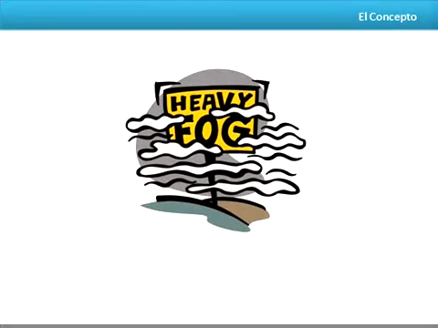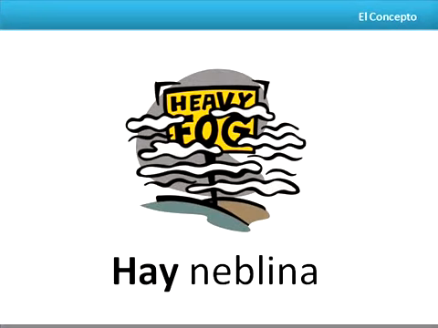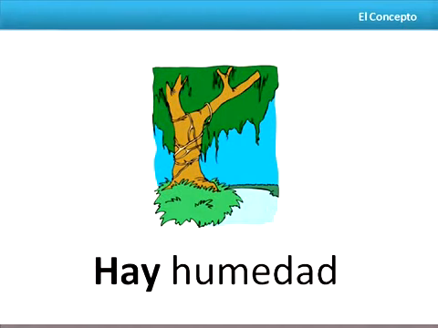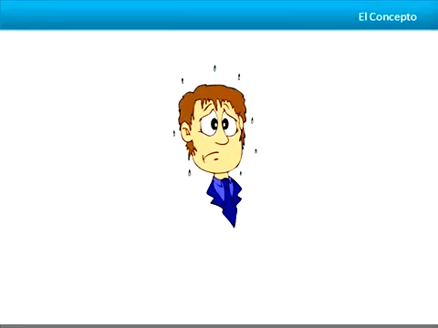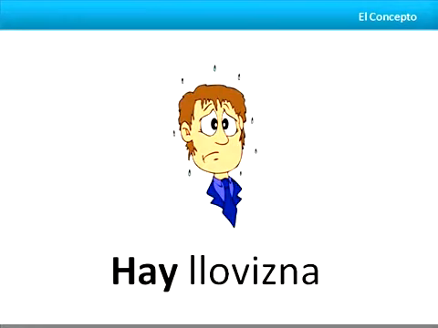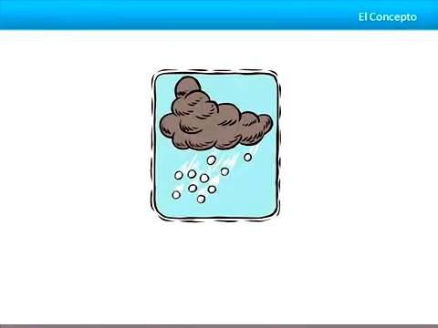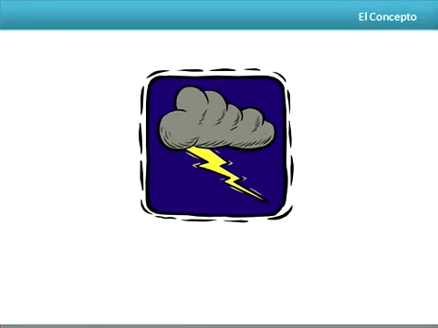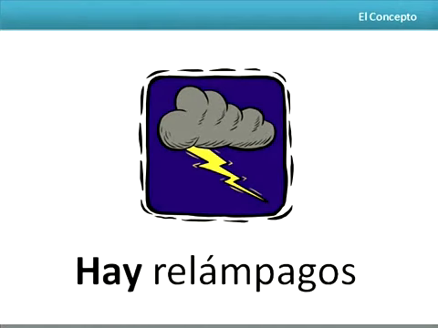It's foggy. Hay neblina. It's humid. Hay humedad. It's drizzling. Hay llovizna. It's hailing. Hay granizo. There's lightning. Hay relámpagos.